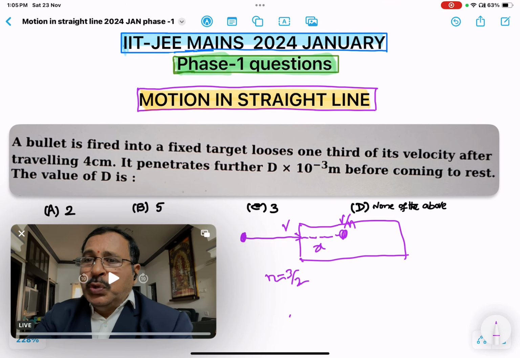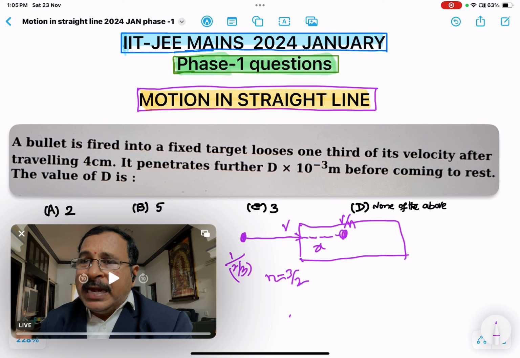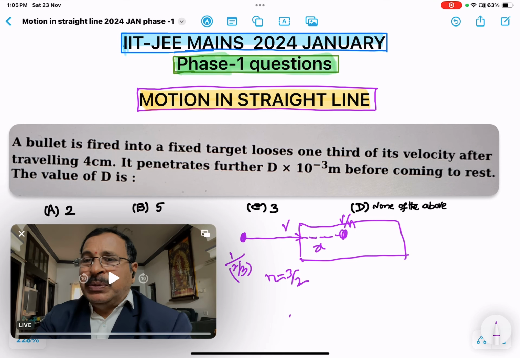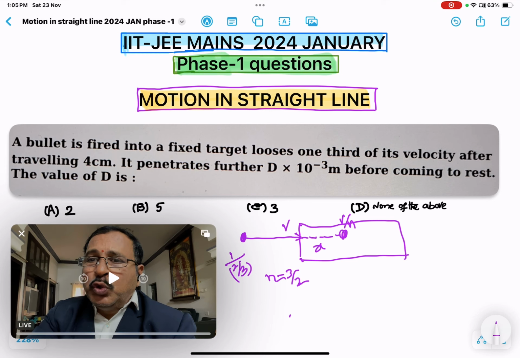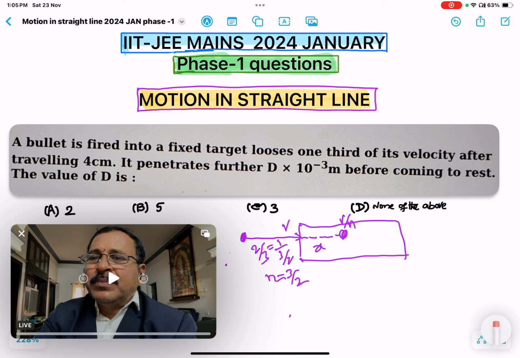So n is equal to 1 divided by 2/3. 2/3 is remaining, so v by n is the remaining velocity, and the v by n value is 1 by 2/3. 2/3 of the velocity is remaining, so n equals 3 by 2. My dear students, 1 by 2/3 we can write as 3 by 2.